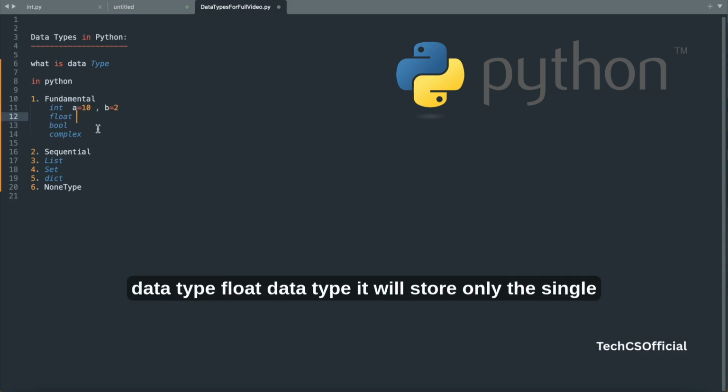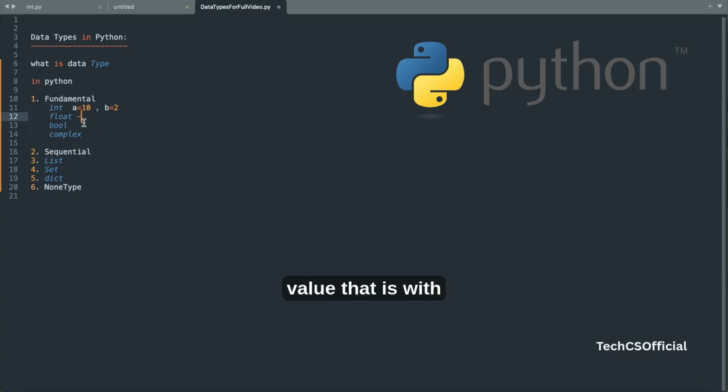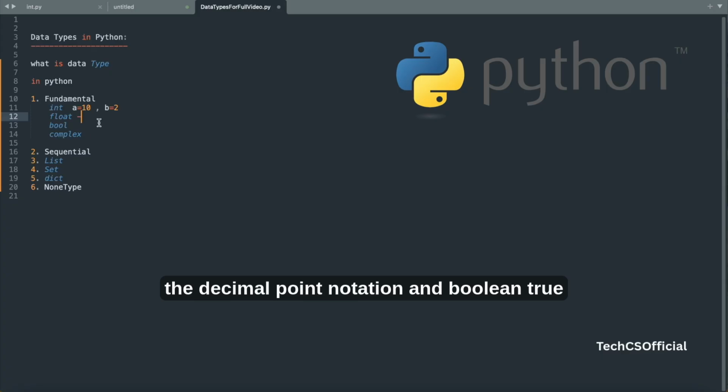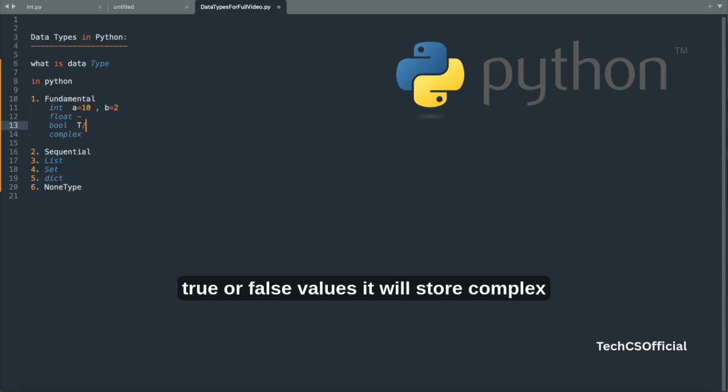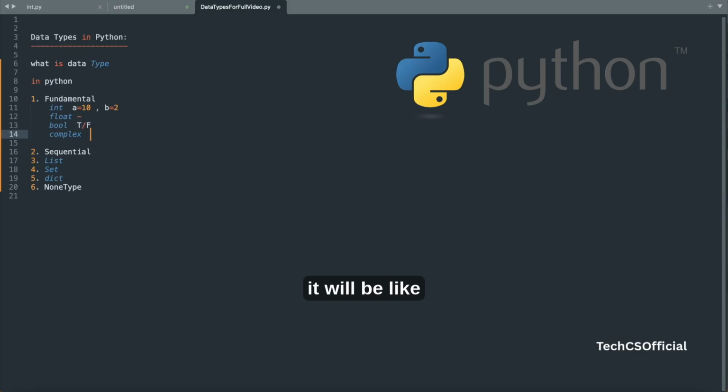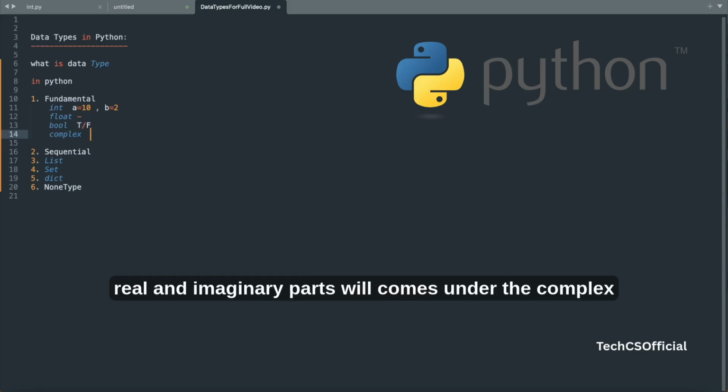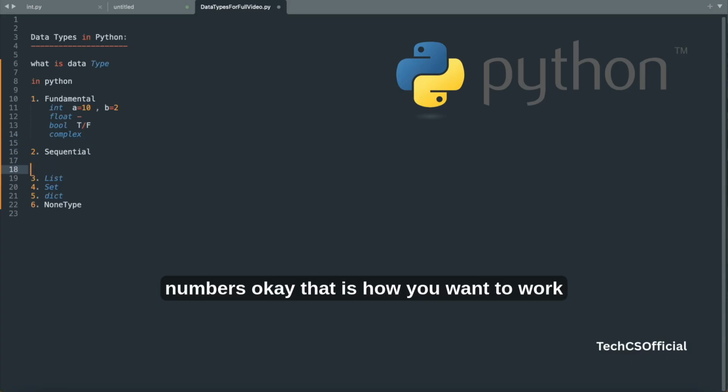And the float data type will store only a single value, that is with the decimal point notation. And boolean stores either true or false values. For complex numbers, real and imaginary parts come under the complex numbers. That is how we want to work with them. We'll see in detail in the upcoming sessions.